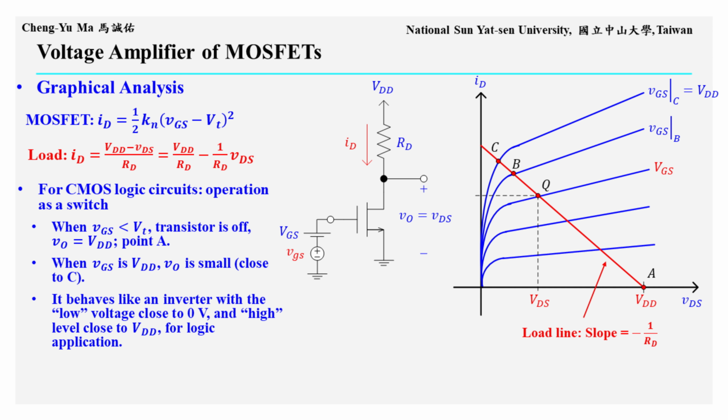For logic circuits, the input voltage usually has only two levels, 0 volts and VDD. Therefore, the MOSFET mainly operates either at point A, where VGS equals 0 volts, which is less than VT, so the transistor is off and VO equals VDD, or near point C, where VGS equals VDD, the drain current is high and VO is low. This behavior matches the high and low states, or 0 and 1, used in digital logic.